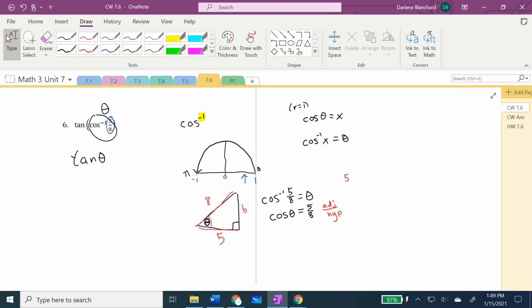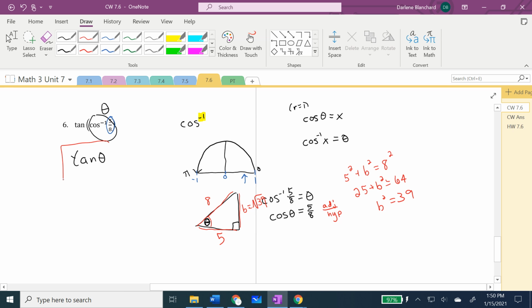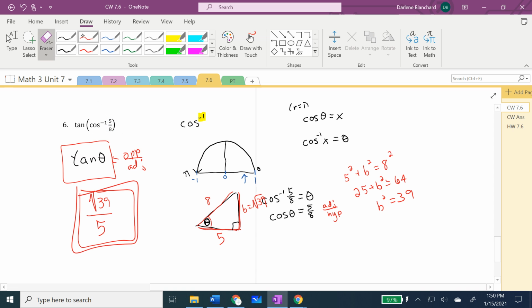Now, I need to use Pythagorean theorem to get this third side b. So I have legs squared plus legs squared equals hypotenuse squared. That means I have 25 plus b squared equals 64, which means that 64 minus 25 is 39. So I have the square root of 39 is b. Now, this expression was asking for the tangent of the angle. The tangent of that angle is the ratio opposite over adjacent. And when I look at what that gives me, that means the expression is equal to the square root of 39 divided by 5. That is the answer to this expression.